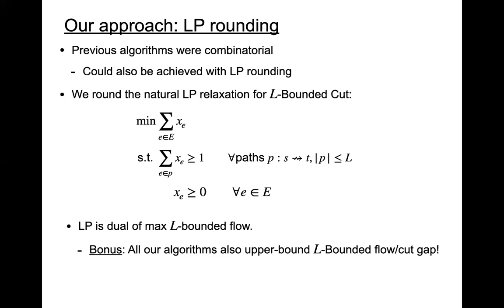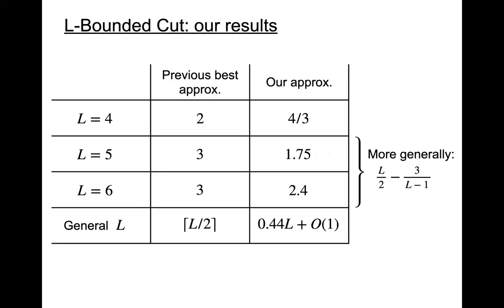So even if you don't care too much about approximations for this problem, you have to ask yourself, while you're watching a talk at Approx, you might care about combinatorial guarantees like flow cut gaps. Okay, so again, these are our results, and I'm going to start by describing our approximation for L equals 4, which, as I mentioned, is a 4/3 approximation, improving over the previous best known 2.